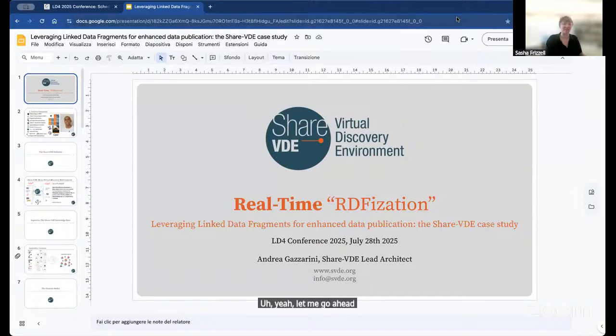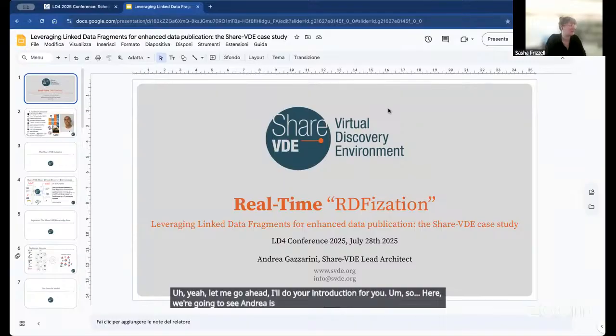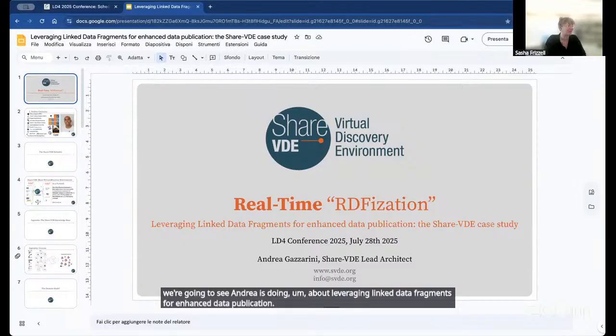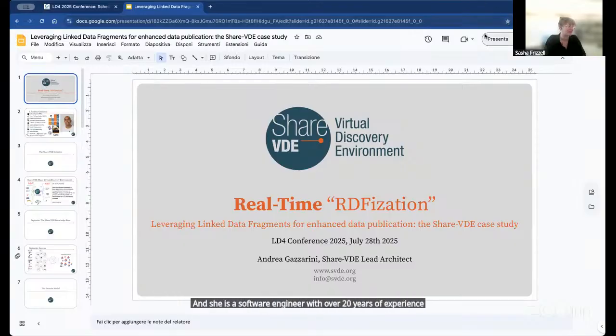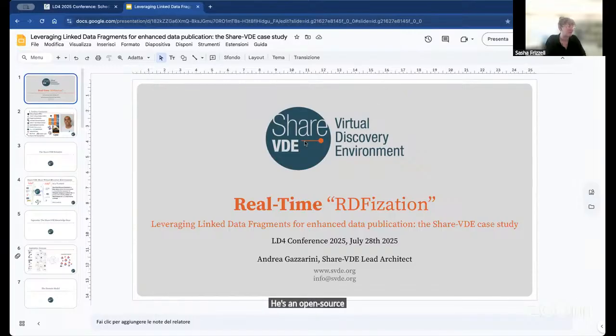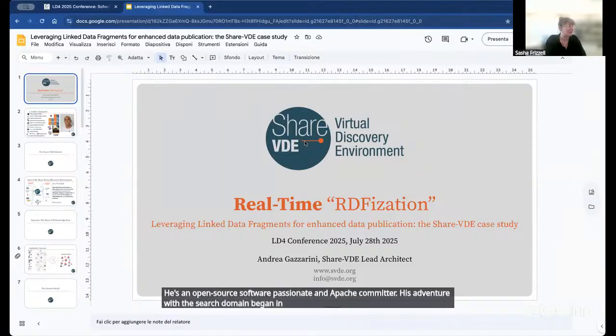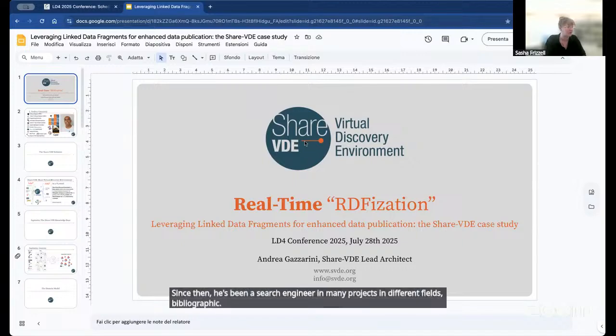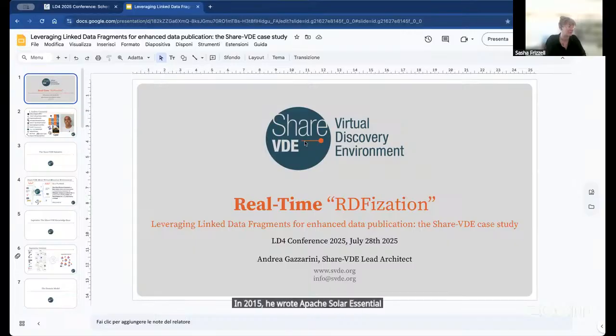I'll do your introduction for you. Here we're going to see Andrea talk about leveraging linked data fragments for enhanced data publication. Andrea is a software engineer with over 20 years of experience in various software engineering areas, from telecommunications to banking. He's an open source software enthusiast and Apache committer. His adventure with the search domain began in 2010 when he met Apache Solr and later Elasticsearch. Since then, he's been the search engineer in many projects in different fields: bibliographic, e-government, e-commerce, geospatial. In 2015, he wrote Apache Solr Essentials, published by Packt Publishing.